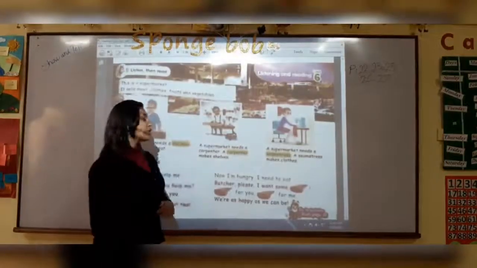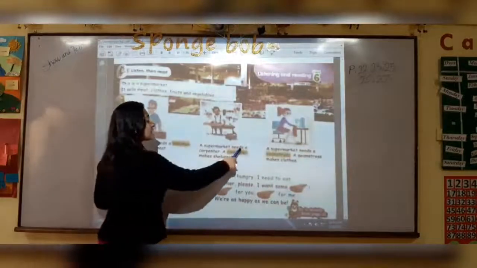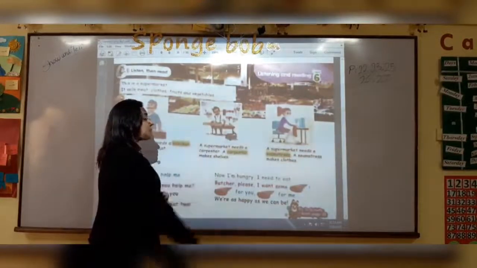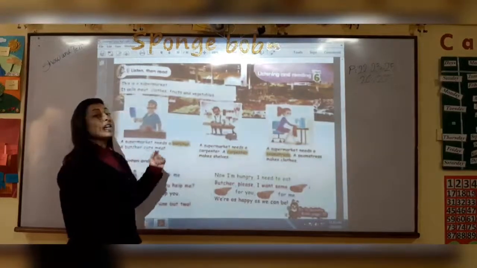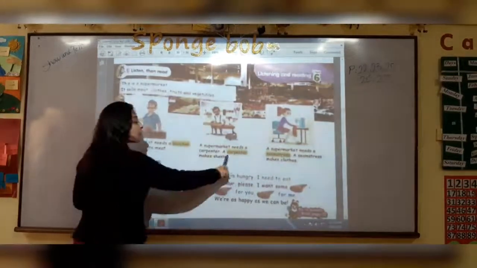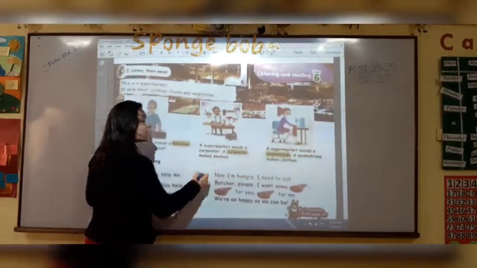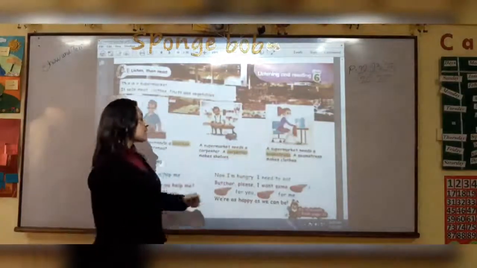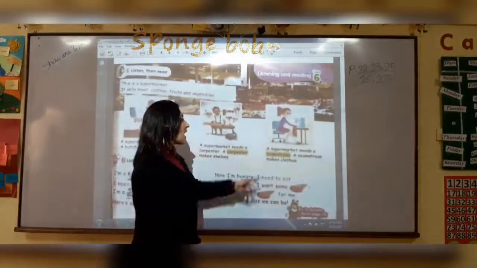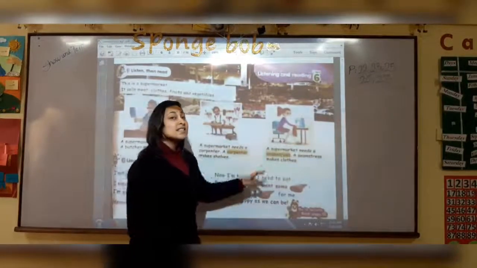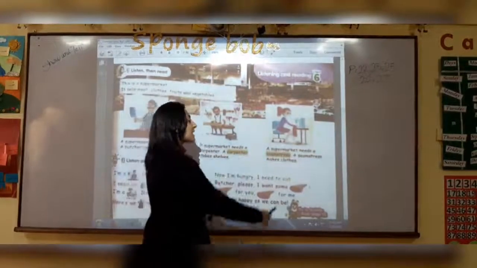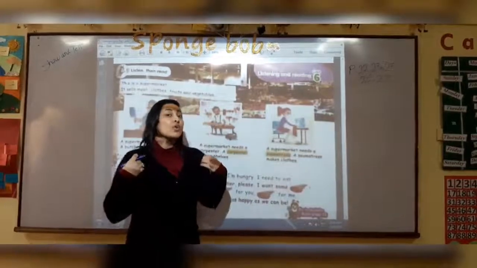The second picture. A supermarket needs a carpenter. Carpenter. Repeat after me. Carpenter. A carpenter makes shelves. The third picture, a supermarket needs a seamstress. Seamstress. A seamstress makes clothes.